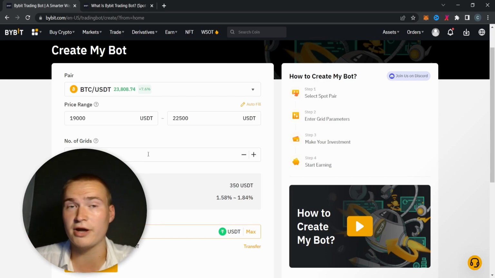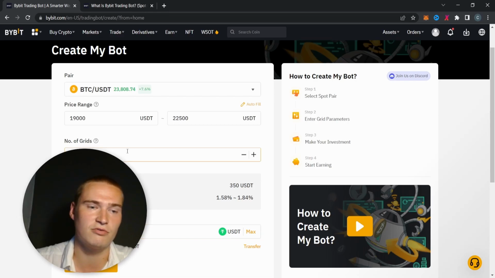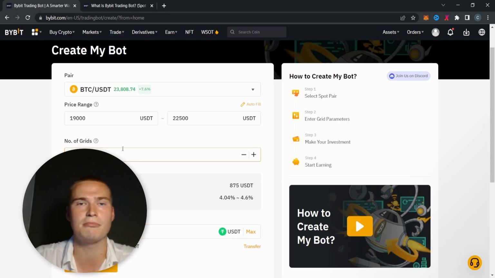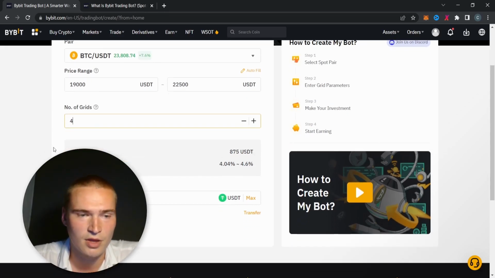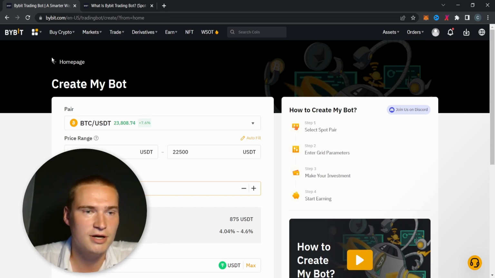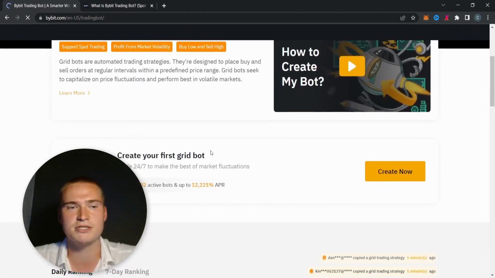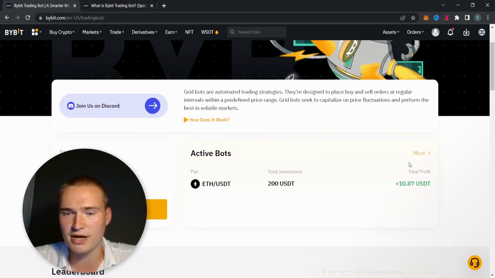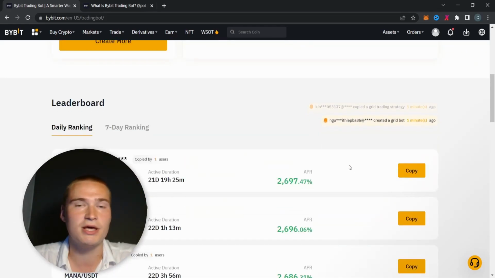So if you have a lot of grids, that means it buys at a lot of points, and if you have not that many grids, that means that it buys at fewer points. So the risk in that case is lower. So yeah, that's basically how you do it. As I said, there is definitely potential here to get some passive income, but please be careful with that.